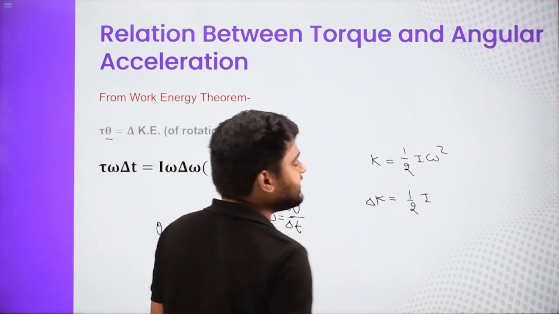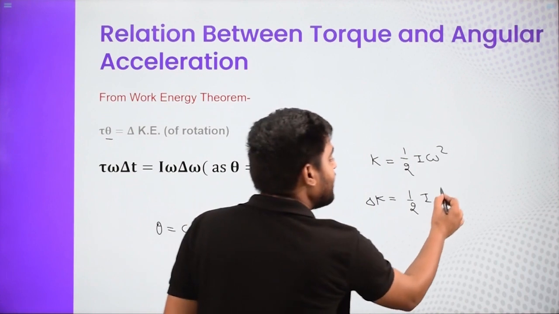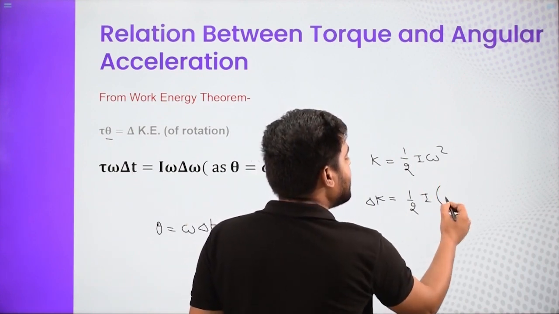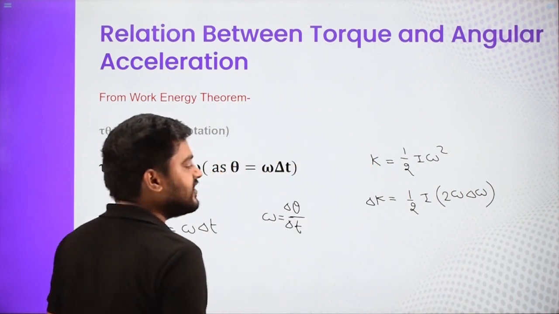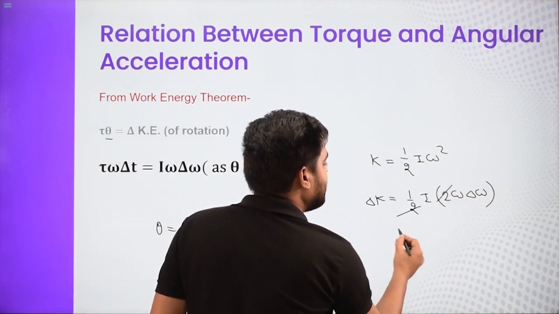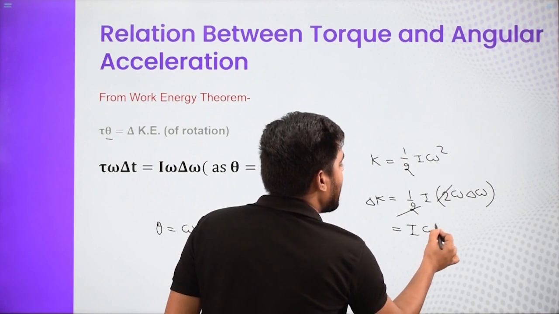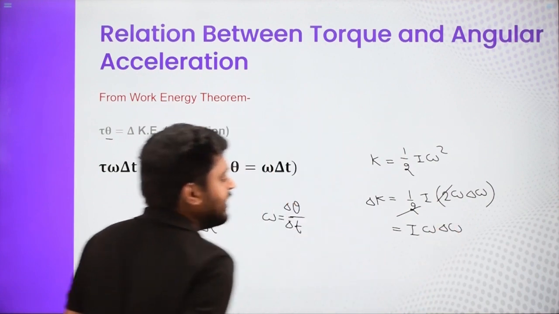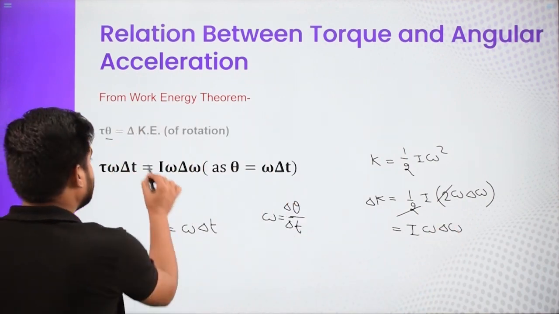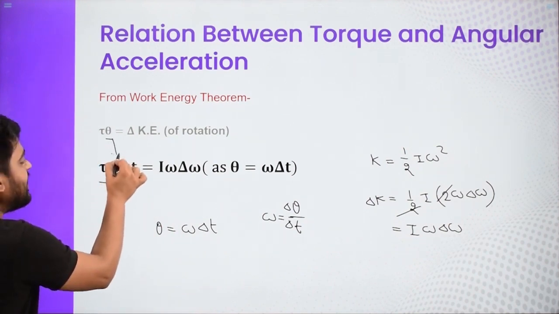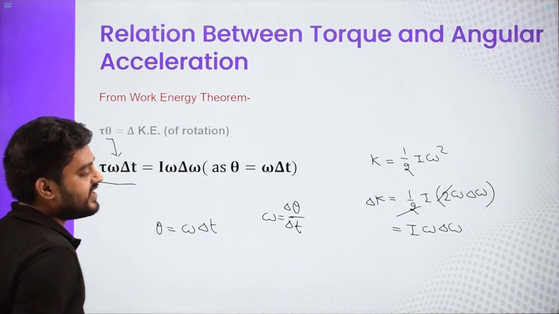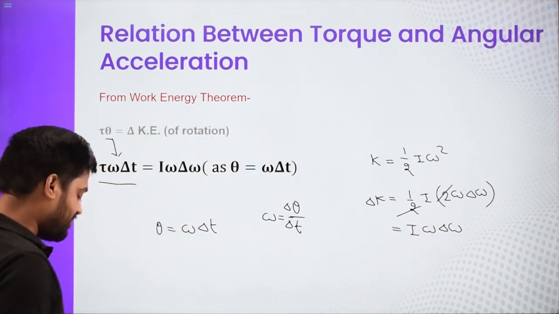So half remains as it is, I remains as it is. And what is the derivative of omega square? It is 2 omega delta omega. This cancels out and gives me change in kinetic energy as I omega delta omega. Now when I equate, torque is torque, theta is nothing but omega delta t, and change in kinetic energy is I omega delta omega.